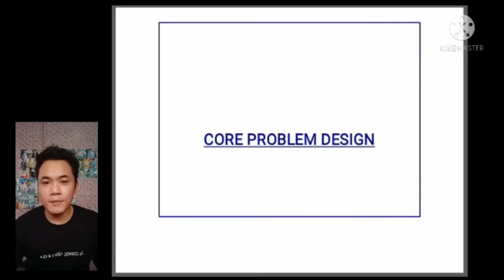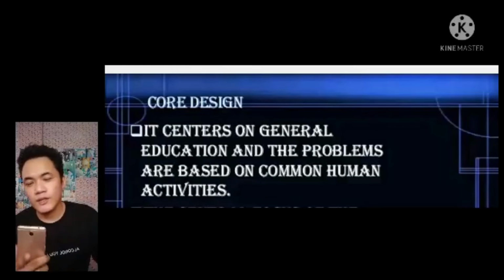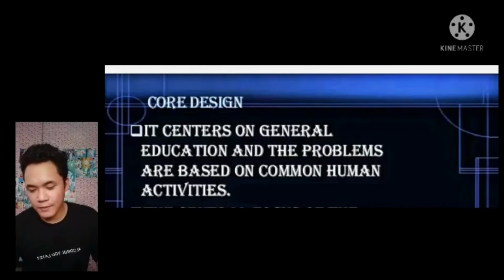Hi everyone, I am Benzel Ramirez Galios and my report for today is the continuation of the topic approaches to curriculum design. Under that, there's what we call learner-centered design, and under that is my report, which is core problem design. Let's start with its definition, the definition of core design.